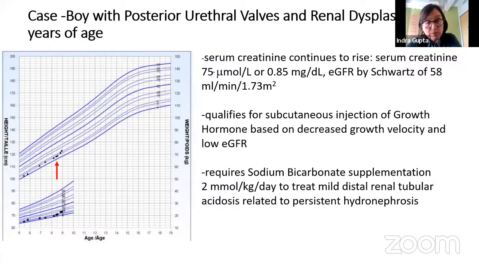And at that level, if you're below 75 in North America, you are actually eligible for growth hormone injection to try to accelerate your growth, because we know with chronic kidney disease, you are growth hormone resistant, but you treat it by giving growth hormone injections. So we started growth hormone at this point, and we did see some improvement in height velocity.